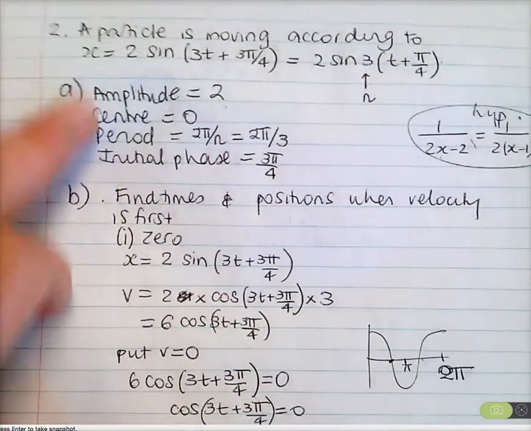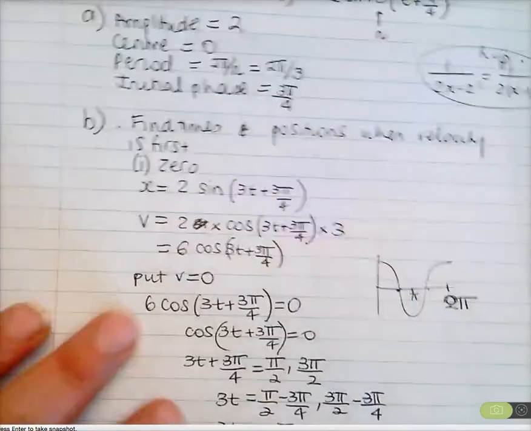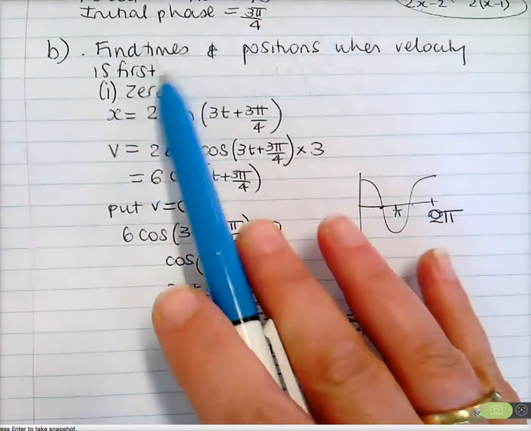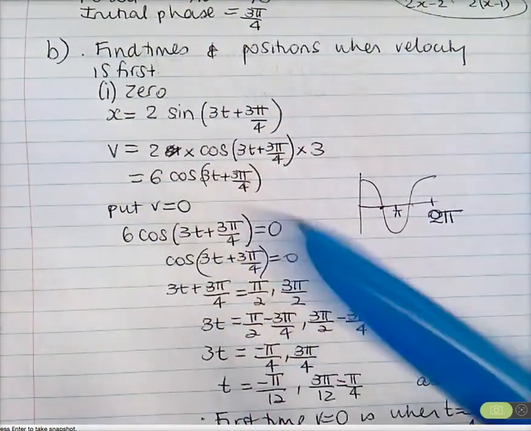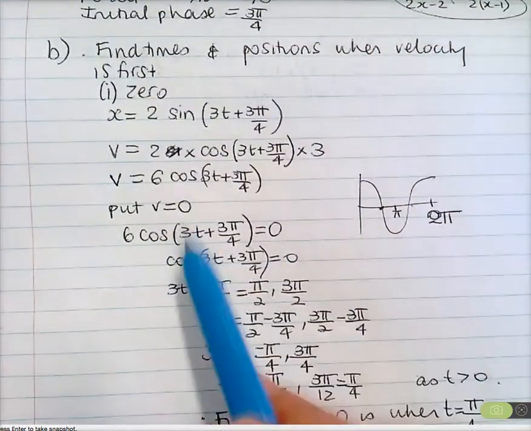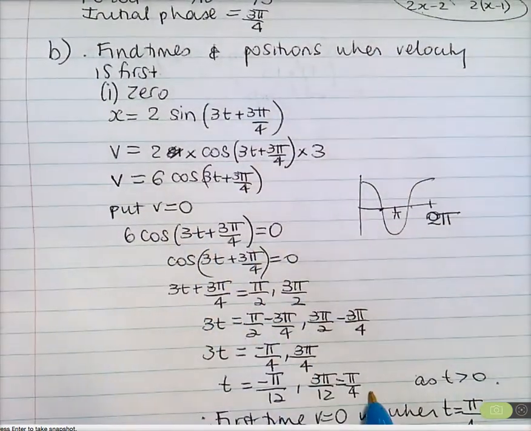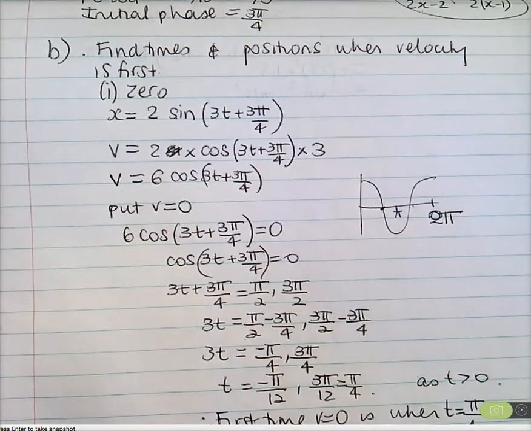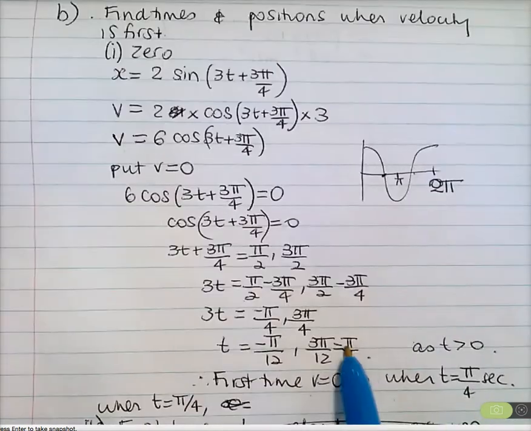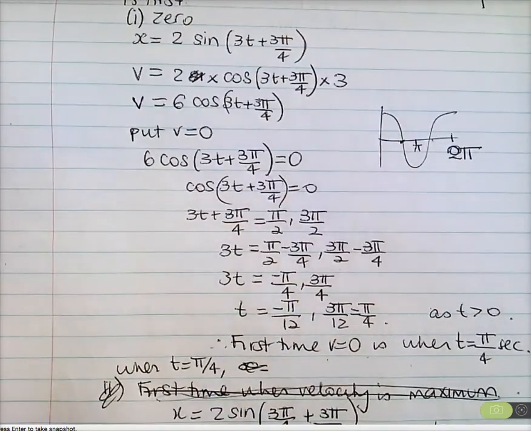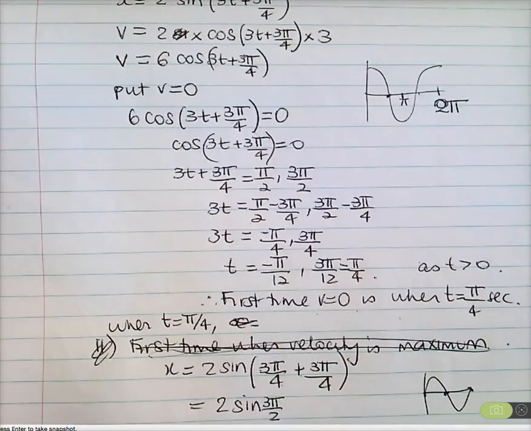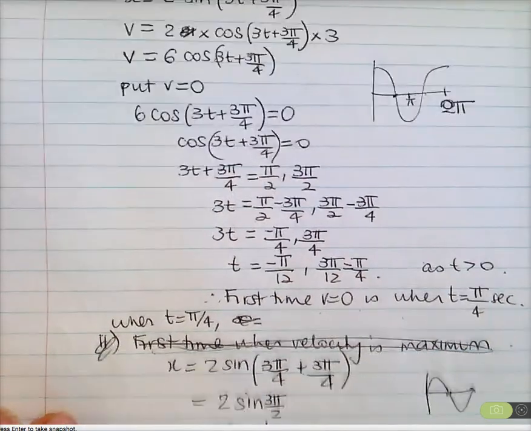All right, we did amplitude, center, period, initial phase. We did the times and positions when the velocity was 0. So we had x, and we differentiated it to get v. Velocity was 0, put v equals 0, and we solved for t. And then we got the first time that velocity was 0 was when time was pi on 4. And when time was pi on 4, we worked out the position of the particle. And that's all we did. Now, that's what we did last lesson.